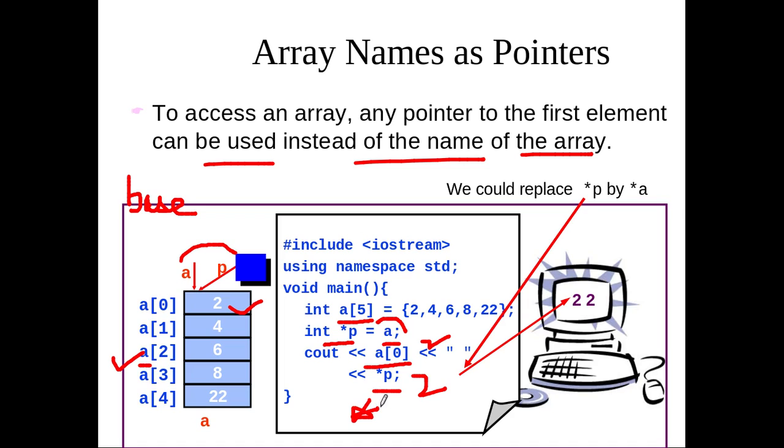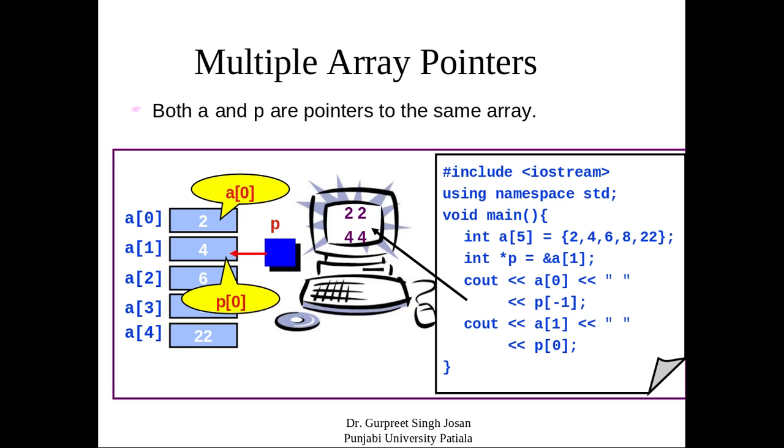And if I write *a, this is also printing the value 2. Now I have three different ways to access the values of any location of the array. One is using the index number, another one is using the a pointer, and the third one is using the p pointer. So the suggestion is to never change the a pointer to access the values, but instead declare another pointer variable that is going to store the first address, and you can use that variable to access the values of the array. So both a and p are pointers to the same array.